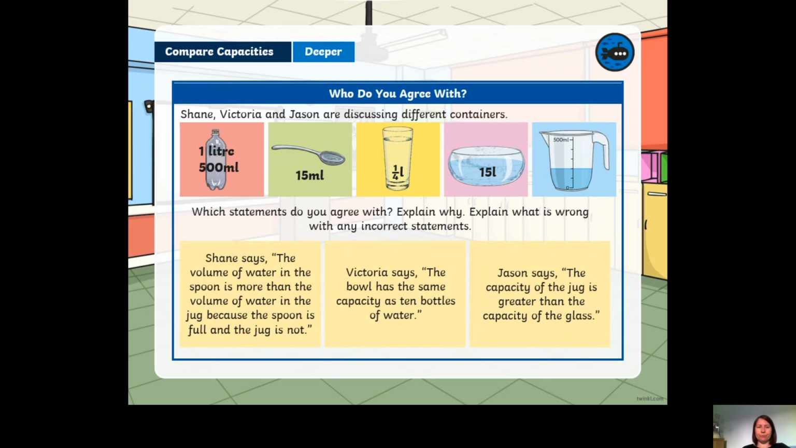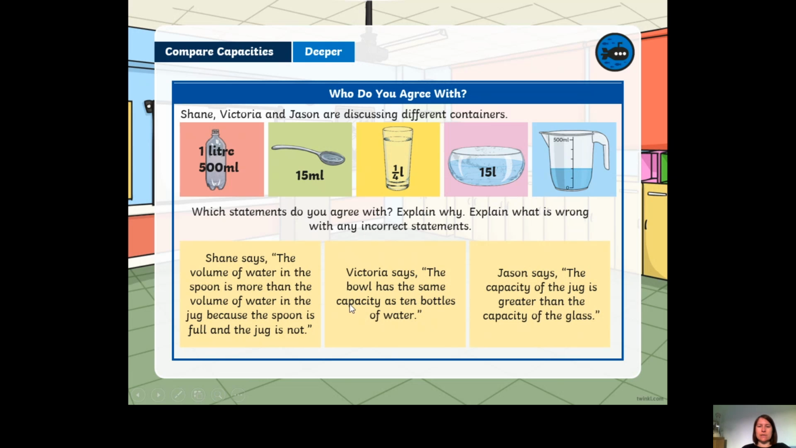So let's look at the first one. Shane says the volume of water in the spoon is more than the volume of water in the jug because the spoon is full and the jug is not. So let's think about that one first. Yes, the spoon is full and the jug isn't, but actually we're not talking about capacity here, which is how full or empty or half full something can be. We're talking about volume, so we're actually measuring the amount. So if we look at the measurements here, one is 15 millilitres and one is 200 millilitres.